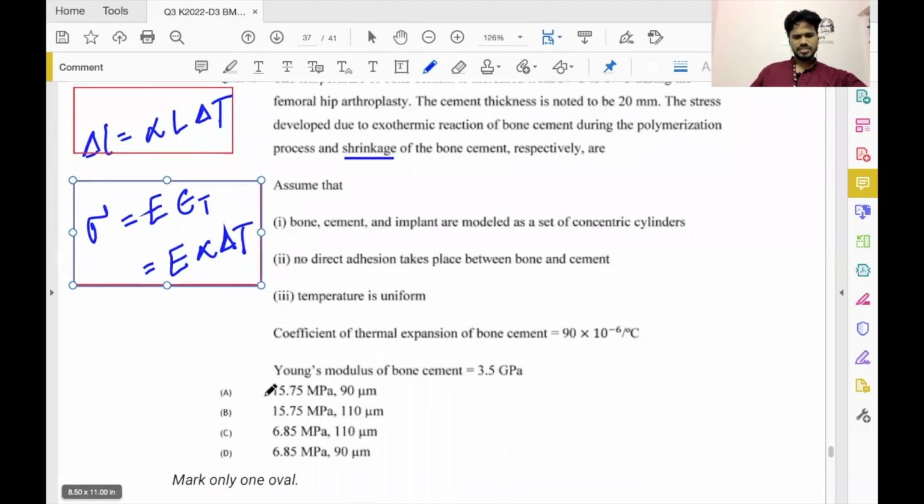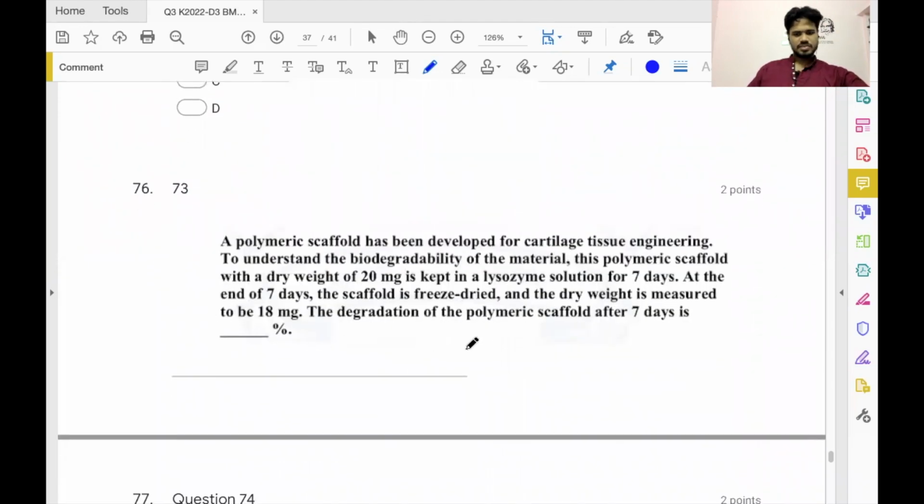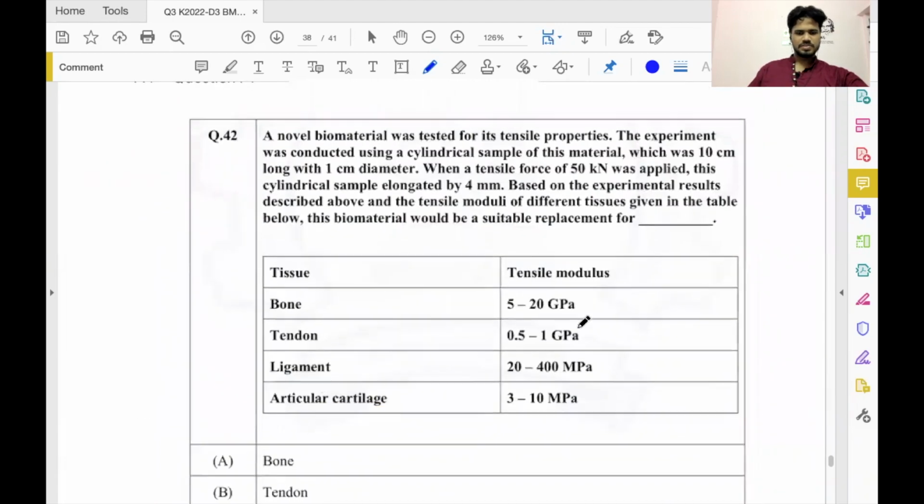Isn't the answer one of these four things? 90, I suppose 15.75. Yeah, thanks. Another easy question. So 20 becomes 18: 20 minus 18 by 20 into 100%. So that is 10%. Yeah, this we have done. At the end of the day, find Young's modulus, also known as, in this case, tensile modulus.